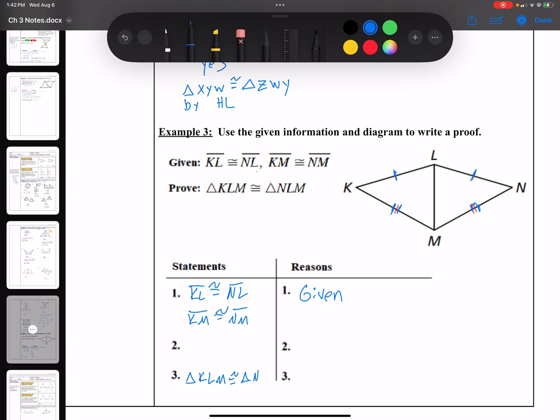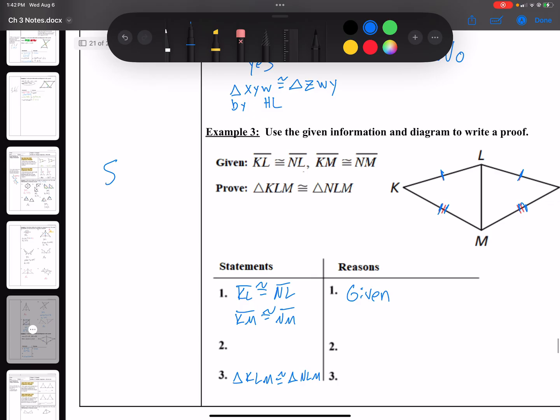Now let's think about this. How can we prove that triangles are congruent? Well, we've learned three different shortcuts. We've learned side angle side, side side side, and hypotenuse leg. Let's take a look at the picture. Do we have any right angles anywhere? No, we don't. We don't know that they're right triangles, so we can't use hypotenuse leg.